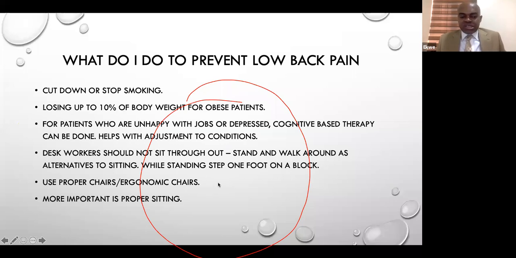Use proper chairs. I'm going to talk about proper chairs later. Ergonomic chairs, especially if your job involves a lot of sitting down. More importantly is to sit properly, because many people have proper chairs. Sometimes they'll come and they'll say, oh, doctor, write a letter to my office to buy me an ergonomic chair. And we write the letter, but then it's one thing to have the ergonomic chair, it's another thing to use it properly. And I'll talk about that later.